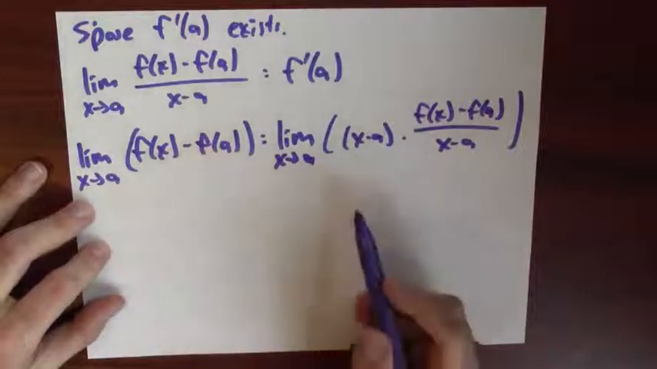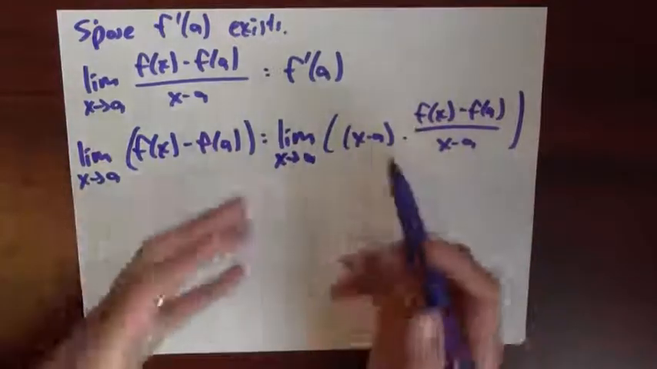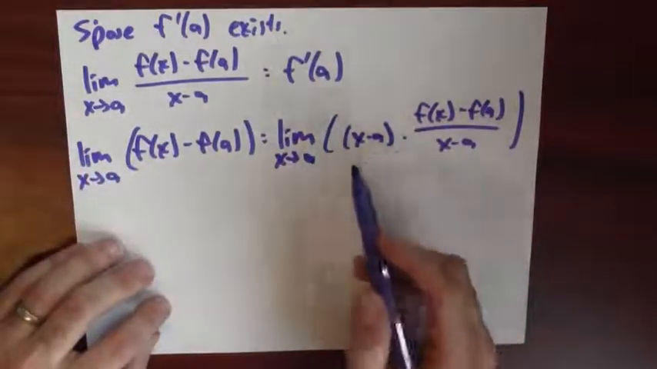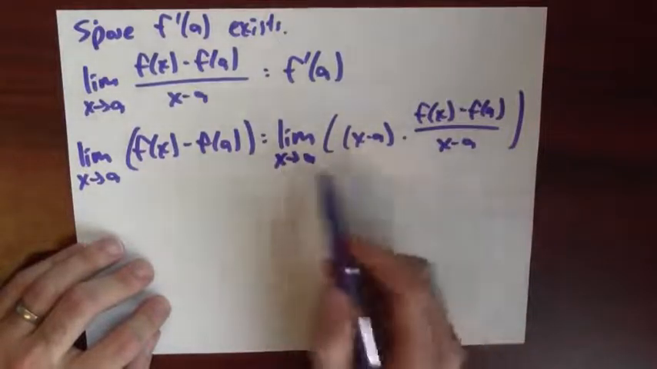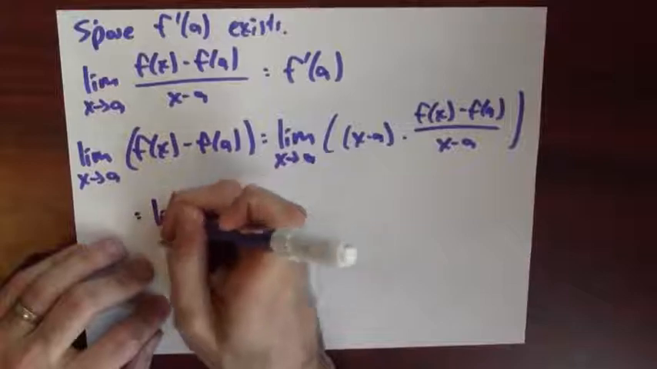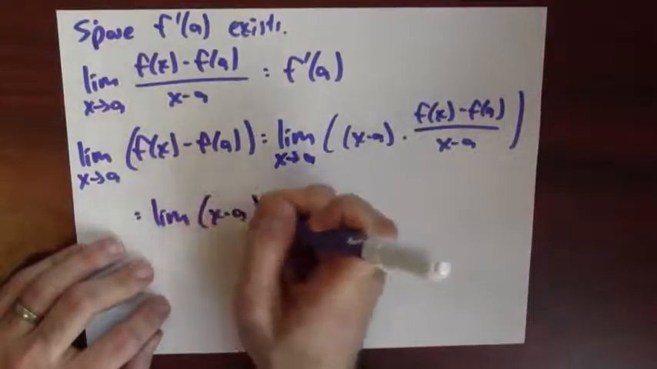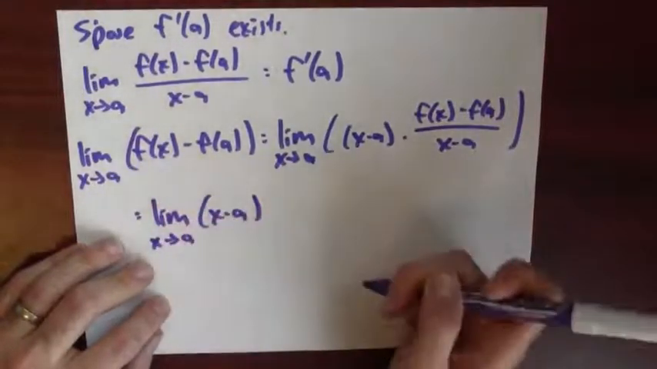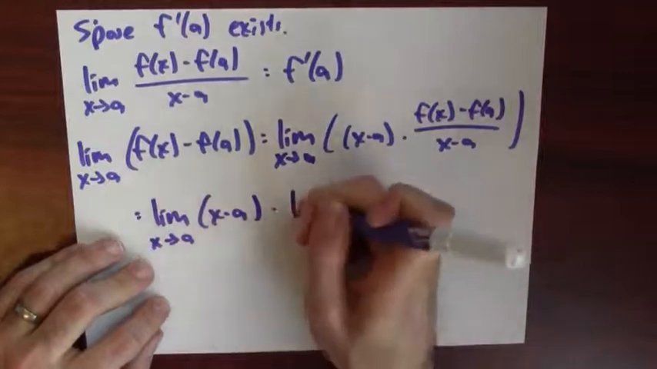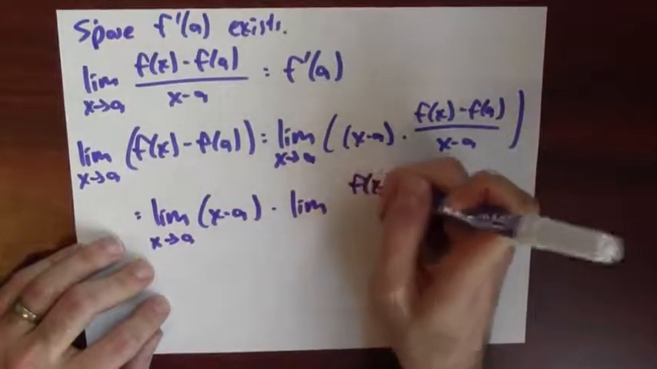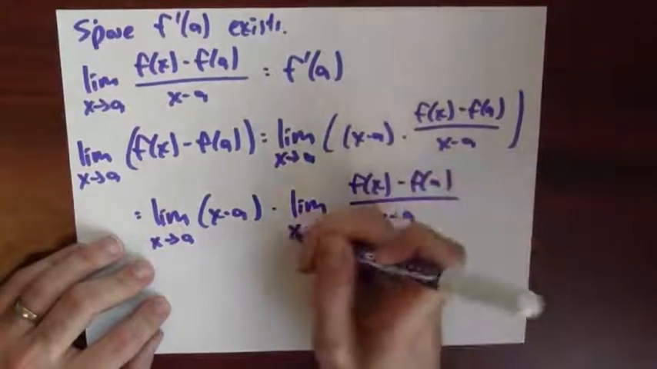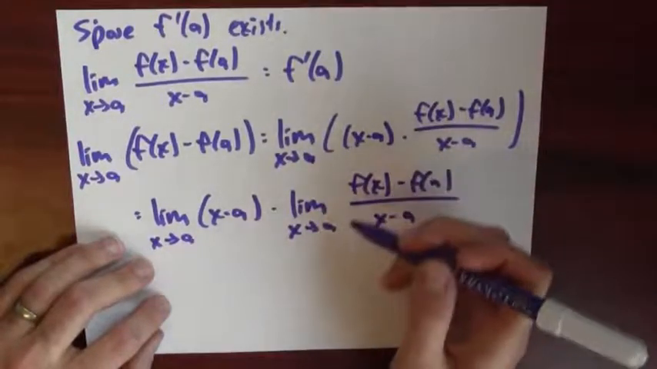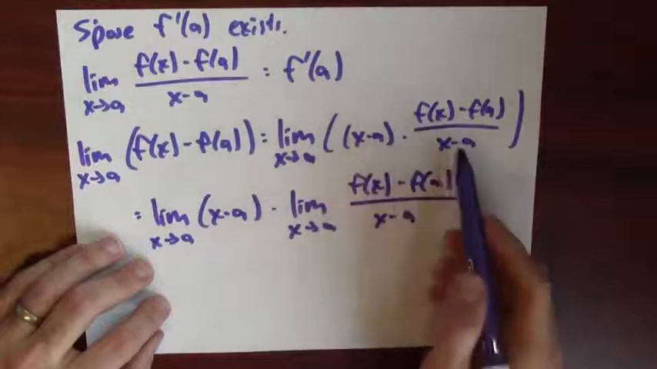Now, why does that help? Well, this is a limit of a product. So by one of the limit laws, the limit of a product is the product of the limits as long as the limits exist. And in this case, they do. So the limit of this product is the product of the limits. It's the limit of x minus a as x approaches a, times the limit of f of x minus f of a over x minus a. I'm only allowed to use this limit law because I know both of these limits exist.